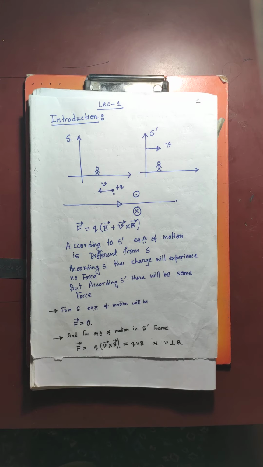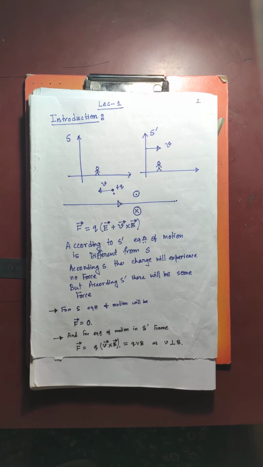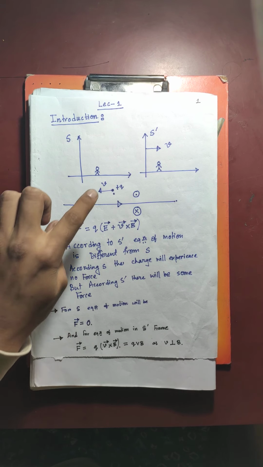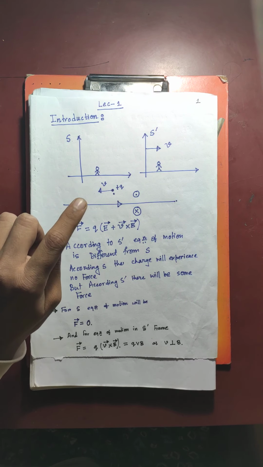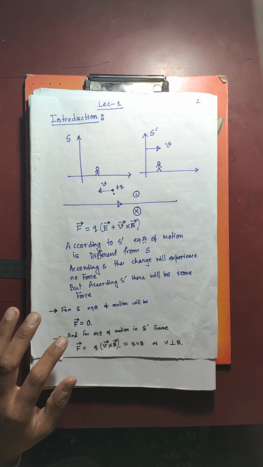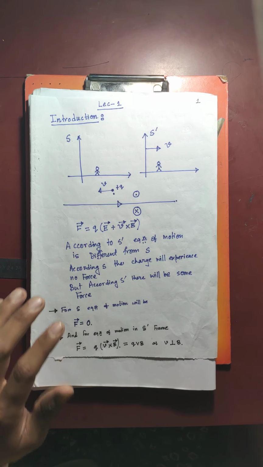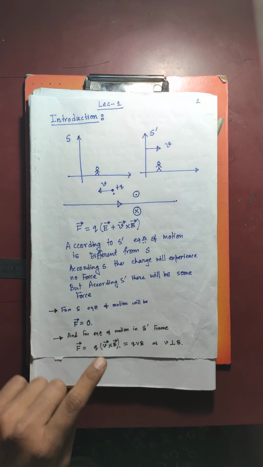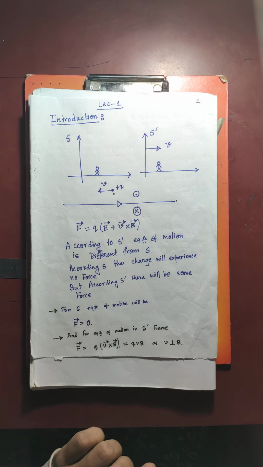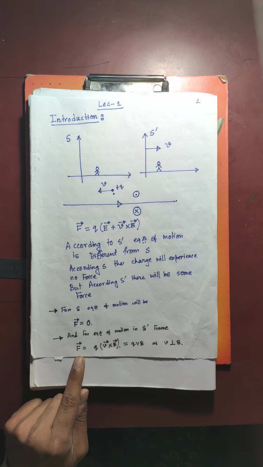So in the last video we saw that Newton's laws are violated. If we write the equation for the S frame, the net force on the charged particle is 0. There is a magnetic field, sorry, but there is no electric field. As there is no velocity, the net force on the charged particle is 0. But from the S prime frame there is some force, and velocity and magnetic field are perpendicular to each other, so we are writing QVB. So there is some force from the S prime frame.